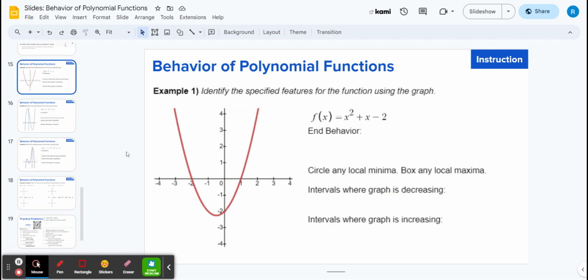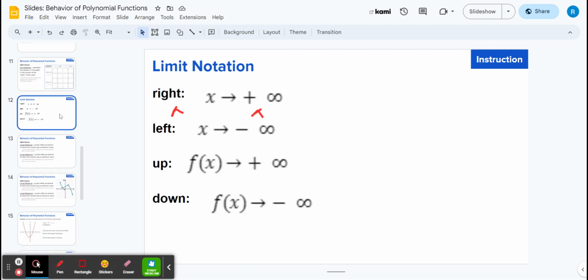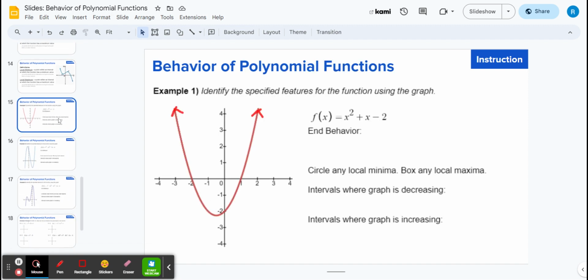So let's start applying some of these concepts to some examples. And the first thing I want to do is make sure that we add some arrows to the end of our graphs. I should have put that on there for you, but that just implies that our function moves on forever. So example one, we want to identify the specified features for the function using the graph. Our function is x squared plus x minus 2. The first thing we want to do is find our end behavior. So we're going to use that notation that we talked about a couple slides back. And here is kind of how it's going to look.